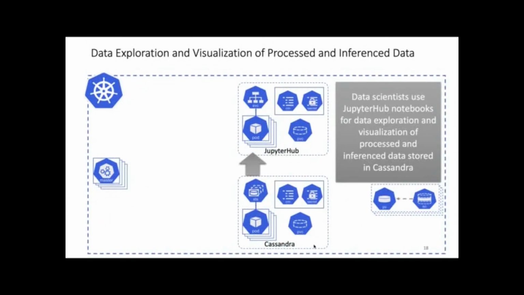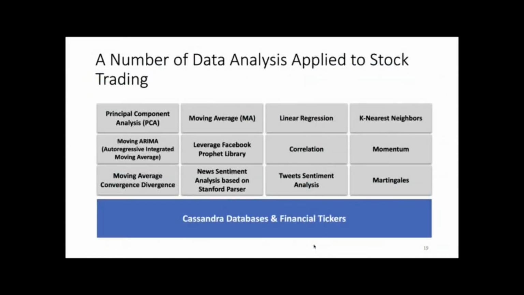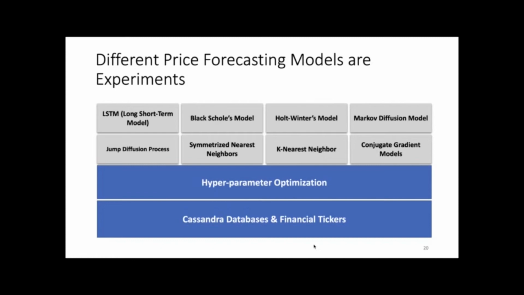Data scientists will use the JupyterHub notebook installed on the development cluster for data exploration, visualization, and analysis of processed and inference data that were stored in the Cassandra database. Many algorithms have been implemented on our platform, like correlation, momentum, market angles, ARIMA, MACD, and sentiment analysis, and all of them work directly on the Cassandra database. We use Dataflow where parallel execution of the algorithms to determine the best correlation and prediction.